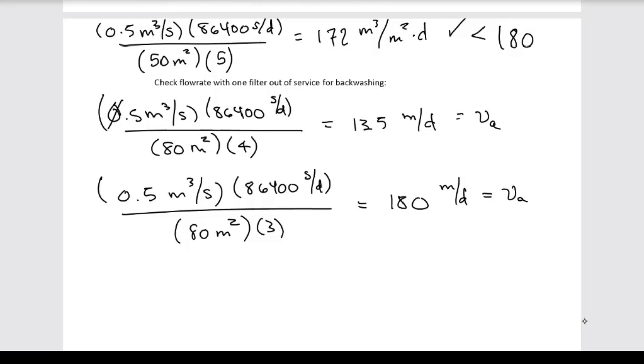Cost and space availability. If we increase the number of filters, that's more space. It's also more valving. It's more monitoring that we need to do, so it's more monitors that we have. So there's a cost associated with that.